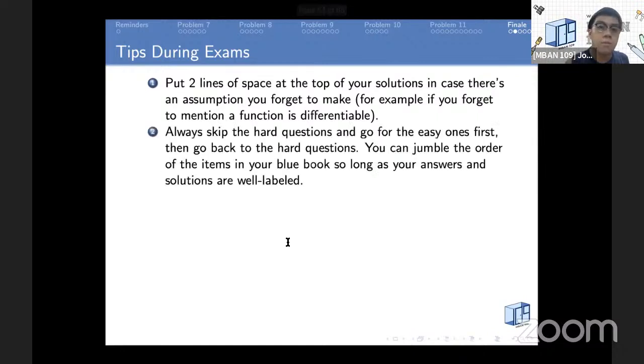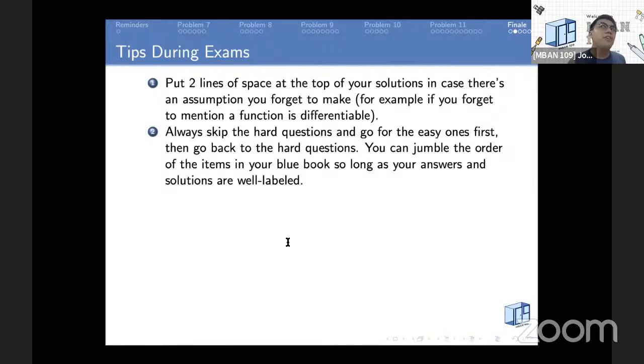Next, ito pinaka-importante for me. Always skip the hard questions and go for the easy ones first, then go back to the hard questions. You can jumble the order of the items in your blue book so long as your answers and solutions are well labeled. So bale, sa skip the hard questions muna, based on experience, nakakatulong talaga siya.